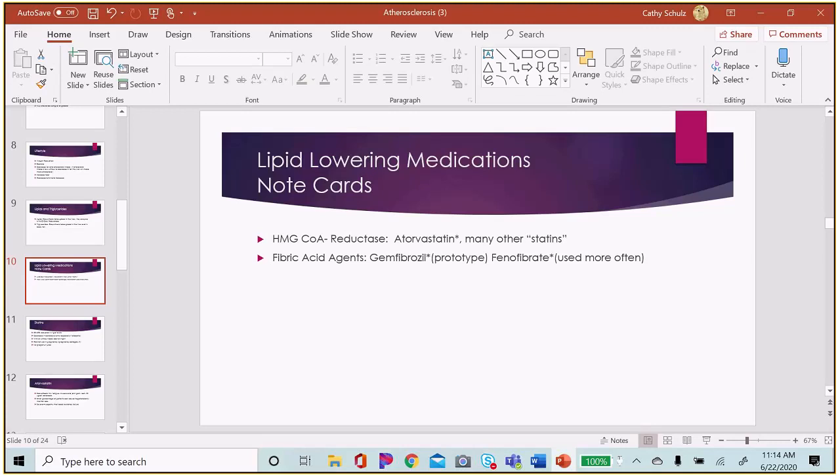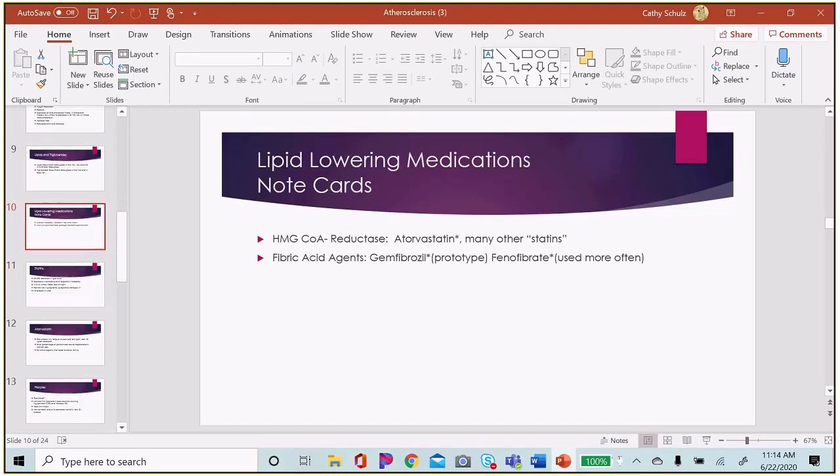Fibric acid agents, or those agents that change the lipoprotein lipase, are best used to lower triglycerides, but they will have some effect on cholesterol. And our prototype medication is gemfibrozil. Even that was the first one that was made. It is not prescribed as much anymore. Fenofibrate is used much more than gemfibrozil, but because it was the first one, that's the one that's mentioned on ATI and in our textbook.